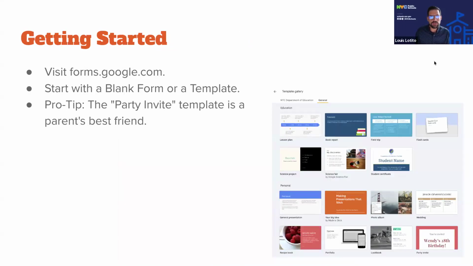So let's quickly go about how we would get started. The website to access Google Forms is forms.google.com. And again, you don't have to do anything right now with this. We'll log in later. You have a few options to start. You can start with a blank form, which has no questions, no formatting or anything. You basically start from scratch.